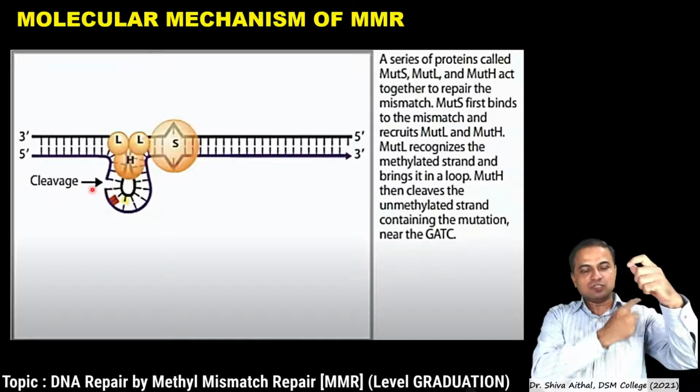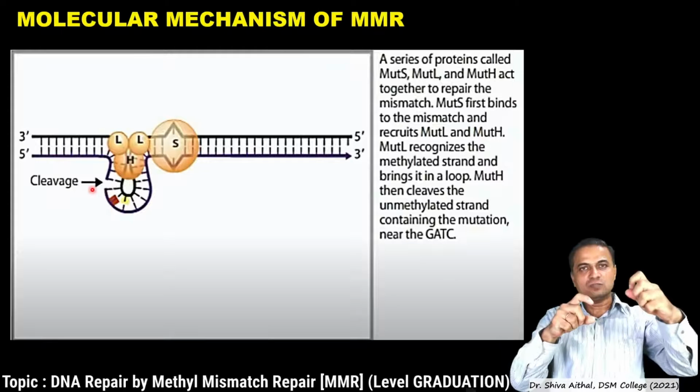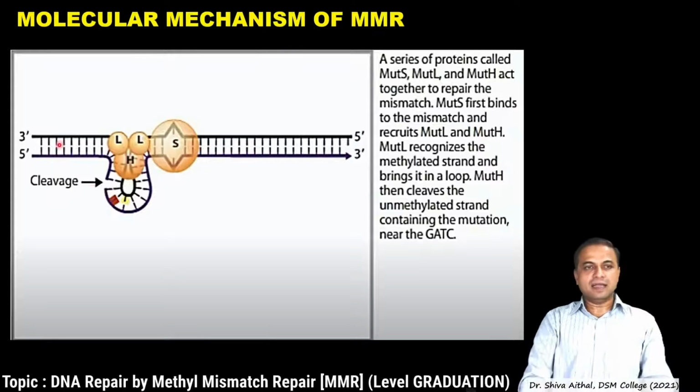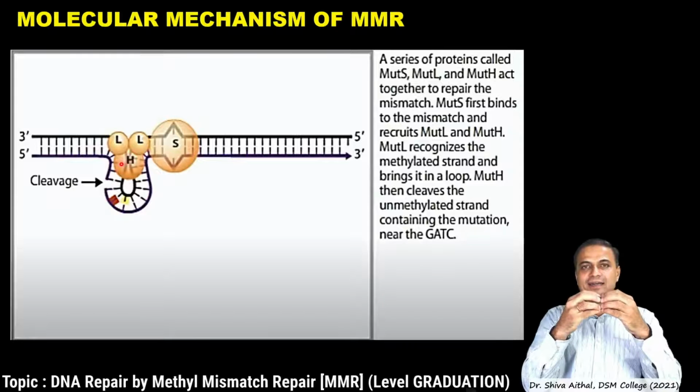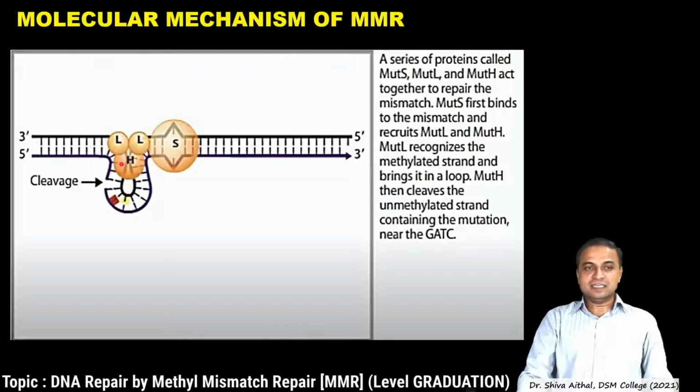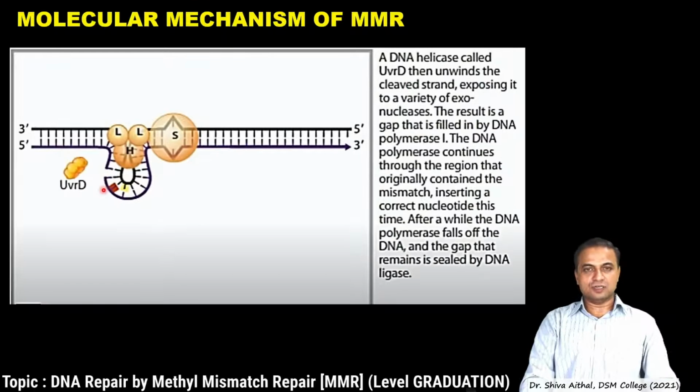So there is a double stranded loop there, out of which one is methylated, which is held by MutL, and the MutH which is there, forming a 3 protein complex, 2 L and H. It has access to the unmethylated DNA and it introduces a cut. This cleavage is on the unmethylated strand near the GATC region, that is, near the palindromic region.